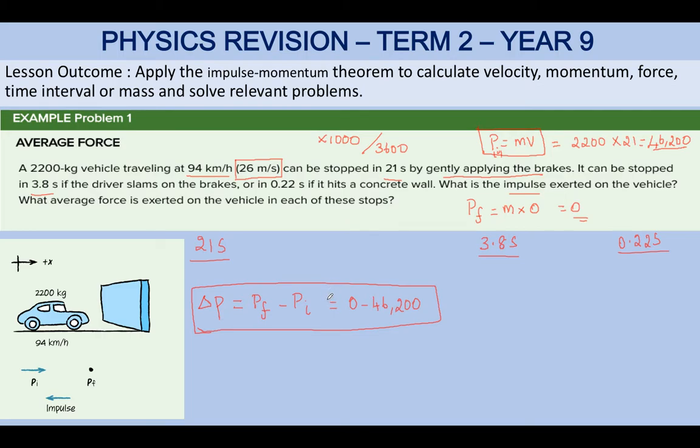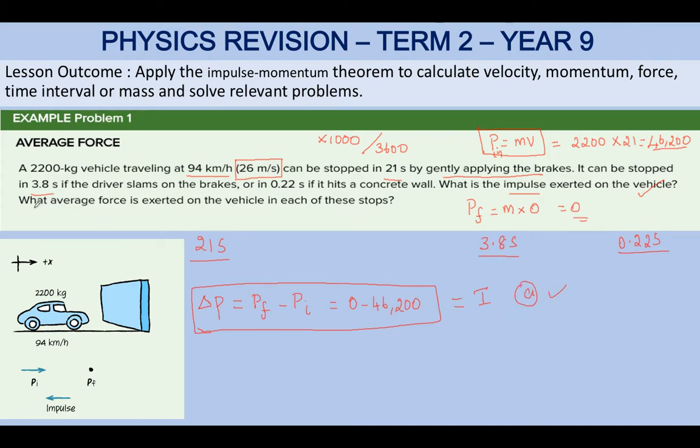Now this complete stop can happen in 21 seconds, 3.8 seconds, and 0.22 seconds. Now, for the first part of the question, what is the impulse exerted on the vehicle? It will be this same answer because change in momentum equals impulse itself. So, the first part is answered already. What did we find? The initial and final momentum, the difference in them gives you impulse. So, part A is over.